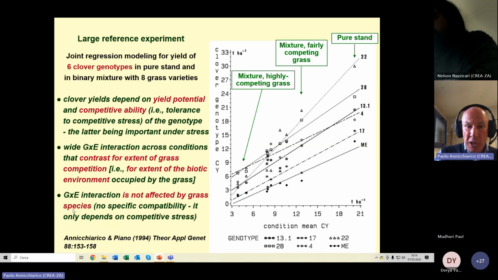Interestingly, the genotype environment interaction is not affected by the grass species, because, for example, we have a variety of cocksfoot here, very aggressive, and another little aggressive here. So it's just a matter of how competitive is the grass.